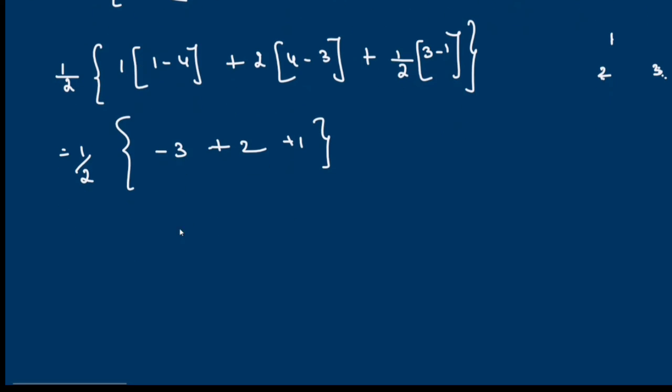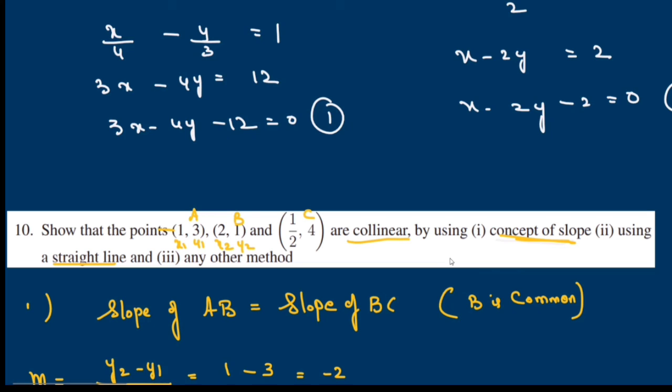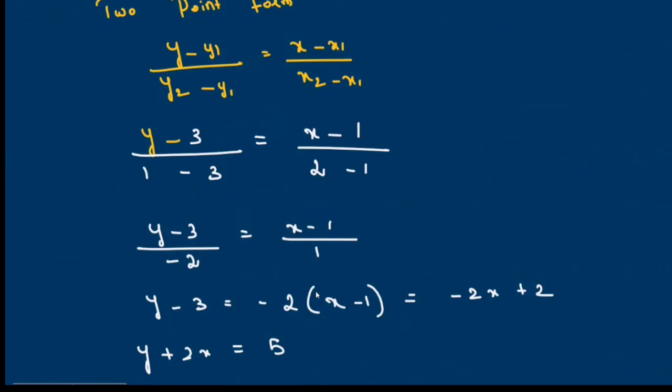What are you getting as the answer now? 3 minus 3 is 0. So the area of the triangle is 0. The area of the triangle formed is 0. That means the points are collinear. We have proved the 3 points are collinear using 3 methods: concept of slope, using a straight line, and any other method, so we use the area of a triangle is 0.